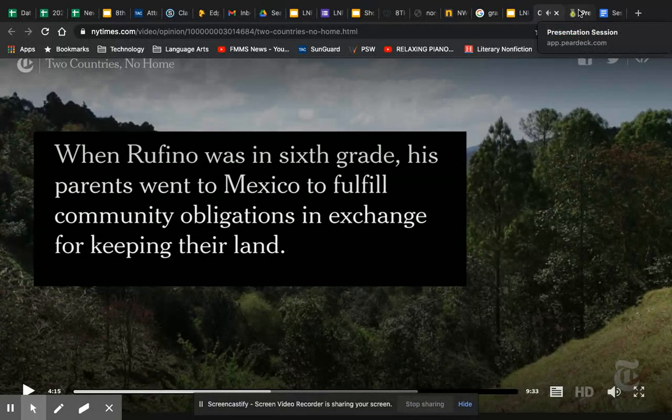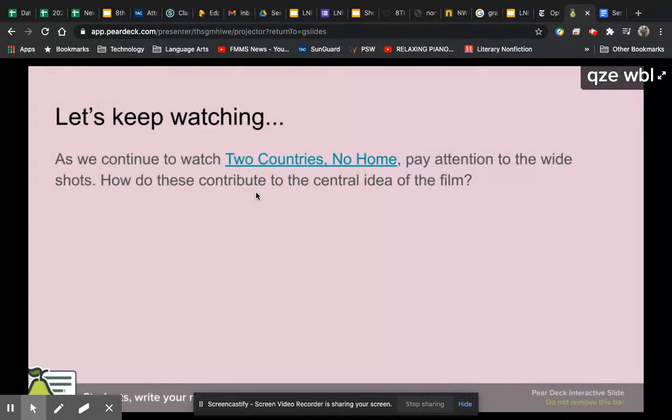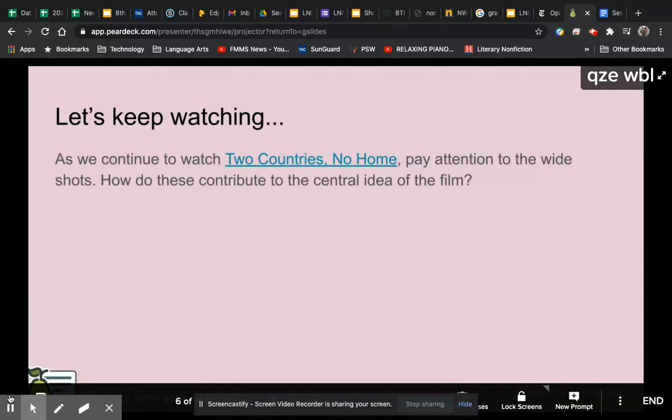Okay, so we saw some wide angles. Okay, we looked out. What are some things, even thinking about what the camera spanned on? What are some things that you noticed, and how does it contribute to the central idea? So what I would do is think to yourself, what is the topic here? What is the central idea of what we're watching? And then how do the different shots and angles contribute to that? So I'll give you guys a second to answer this on your Pear Deck.